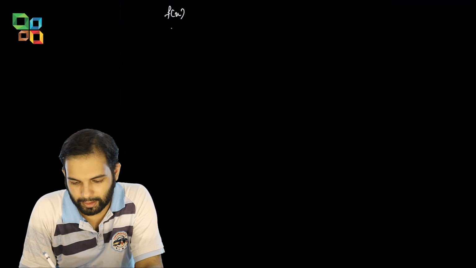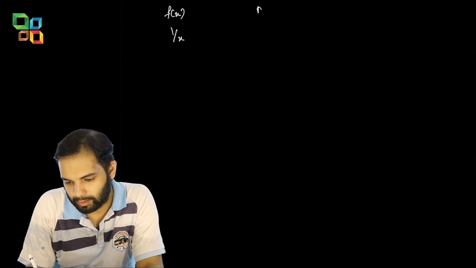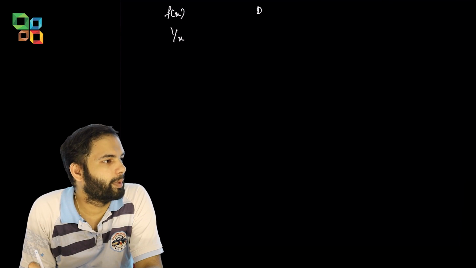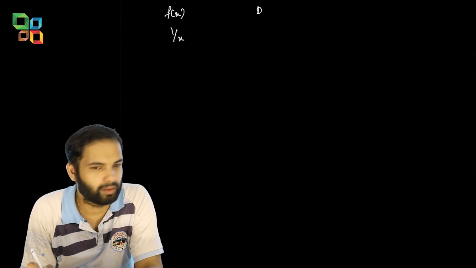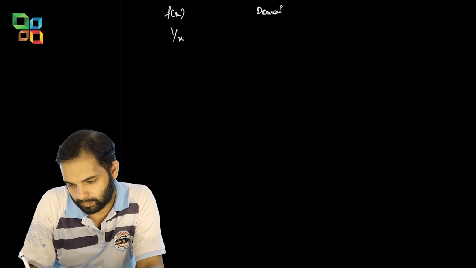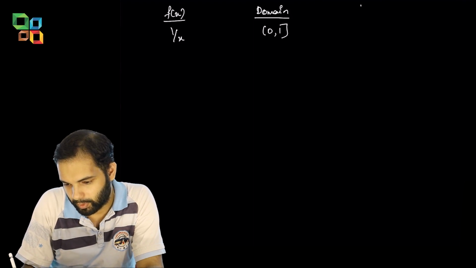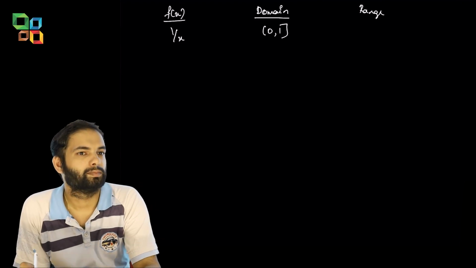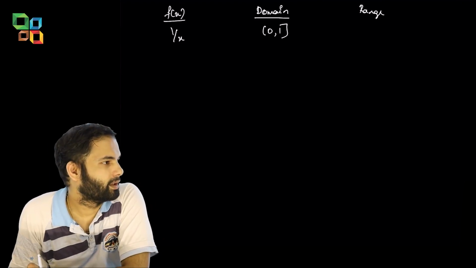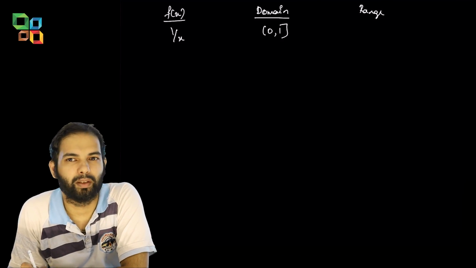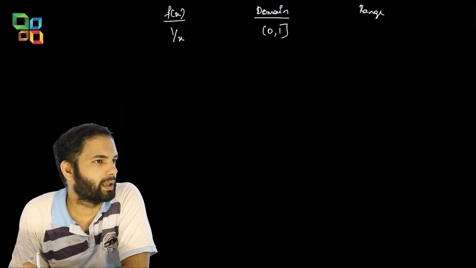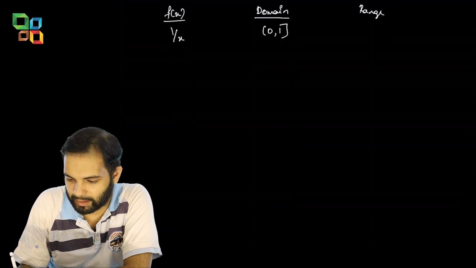For those who it's not clear, let me take the function first. So 1 by x, right? I'll give you the domain. You tell me what is the range. If my domain is between 0 and 1, what do you think the range is? 1 to infinity. Is it clear for everyone here? Why is it 1 to infinity? If you have a doubt, you can ask me. Your range is 1 to infinity.